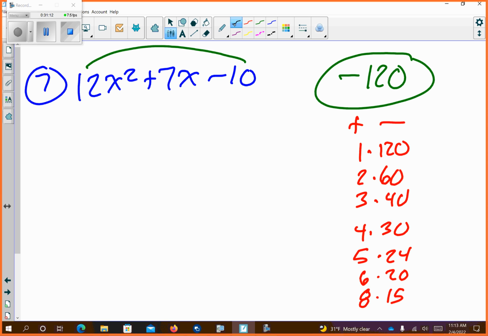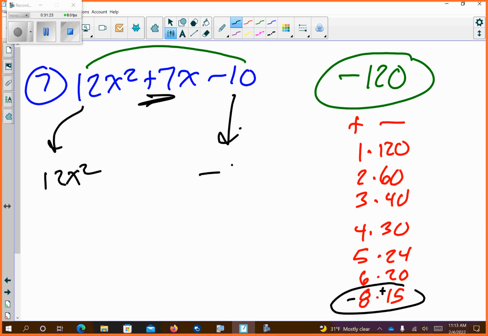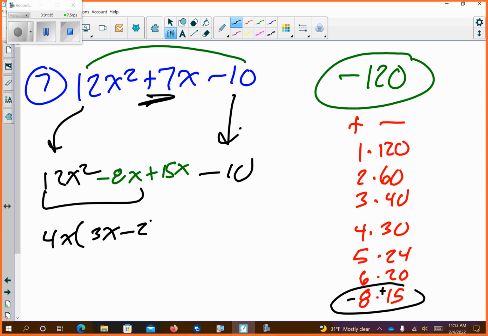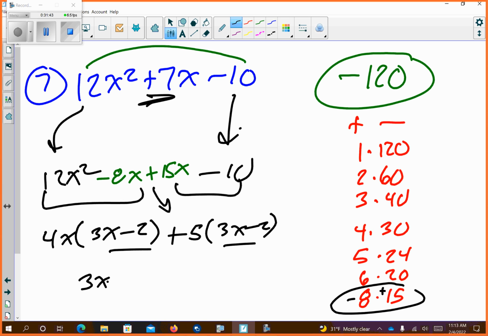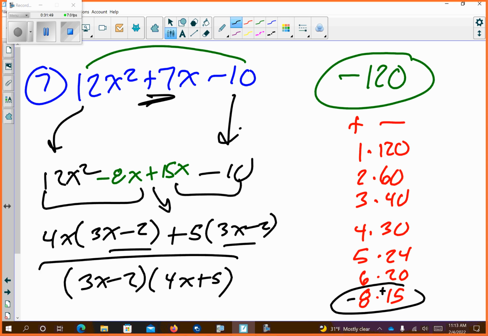So it's got a lot of factors, right? This is the only one that's going to work to add up to the 7. So I have to have a positive 15 and a negative 8. Bring this straight down. Bring this straight down. Fill the middle with negative 8x plus 15x. I have a 4x in common. That gives me 3x minus 2. Plus sign comes down. Factor out a 5, 3x minus 2. 3x minus 2 and 4x plus 5. Anything else you'd like to see?